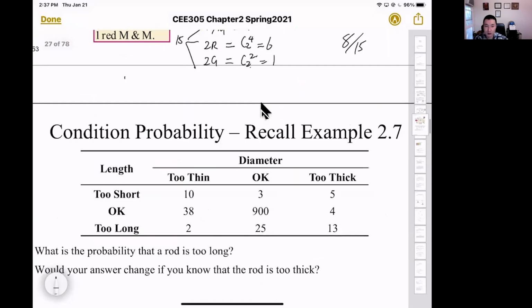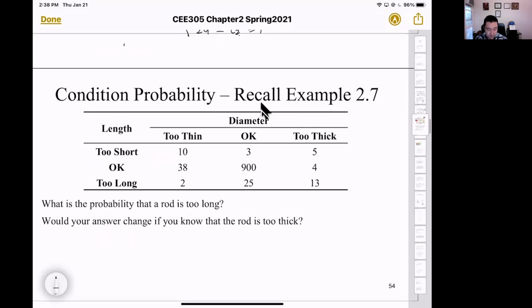Right. So any questions so far before we continue for the next part?